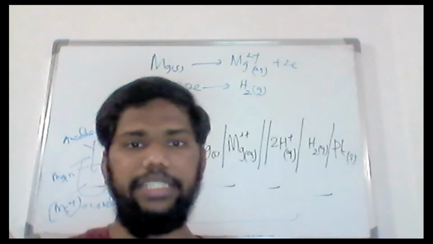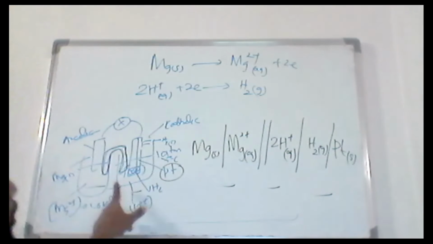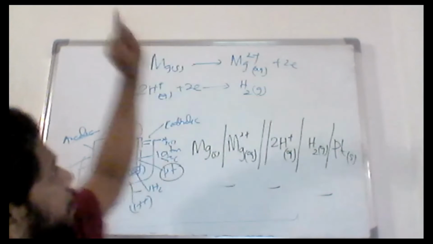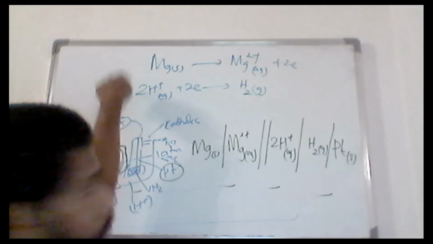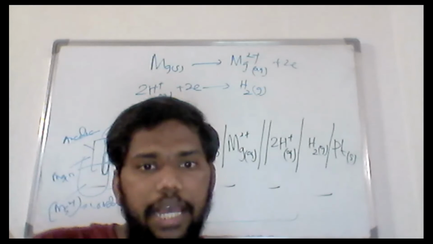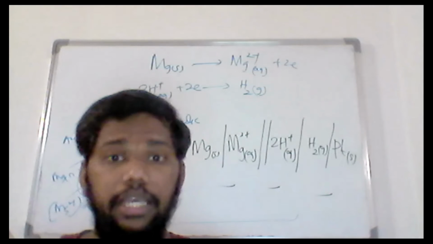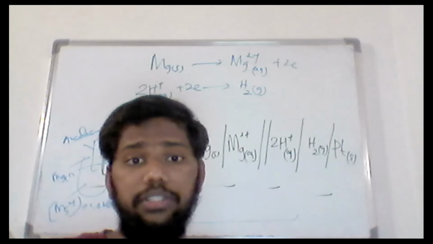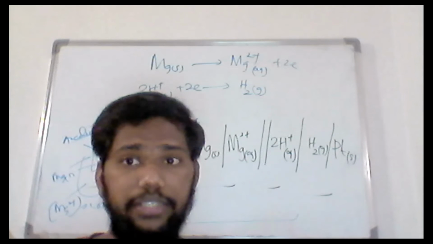That is the process that we write here. Remember, here you can have these two reactions where one is oxidation, the other one is reduction. So for the oxidation, you need to write down the oxidation reaction, that is magnesium to magnesium 2 plus. In the reduction, you need to write down the reduction reaction, H plus to H2. Please try to remember that.